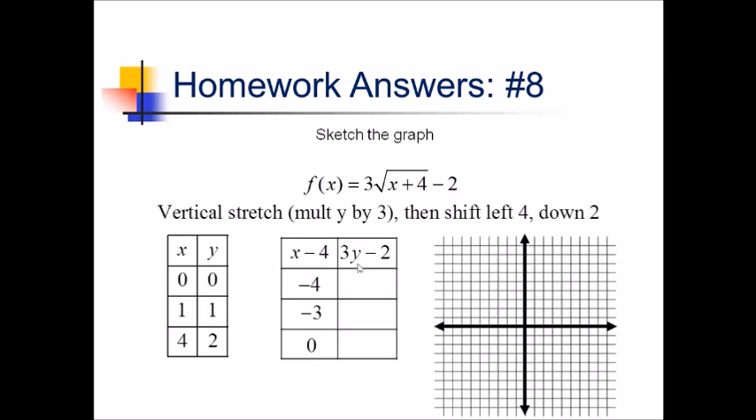For the y's now, we've got 3 times 0 minus 2, which is negative 2. 3 times 1 minus 2 is just 1. And then 3 times 2 minus 2 is 4. Graphing those, we've got (negative 4, negative 2), (negative 3, 1), and then (0, 4). And (negative 4, negative 2) is the endpoint. It came from (0, 0). So here's our endpoint, and we're going to go to the right forever.